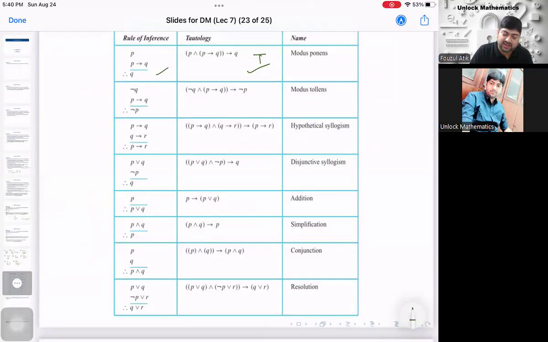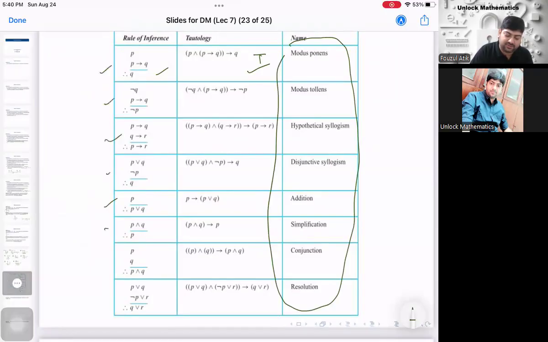You may not remember the name. That's okay, but you should remember and understand each of the formulas, which is very easy to verify and very easy to remember also, because by common sense you can see that, okay, this will happen.